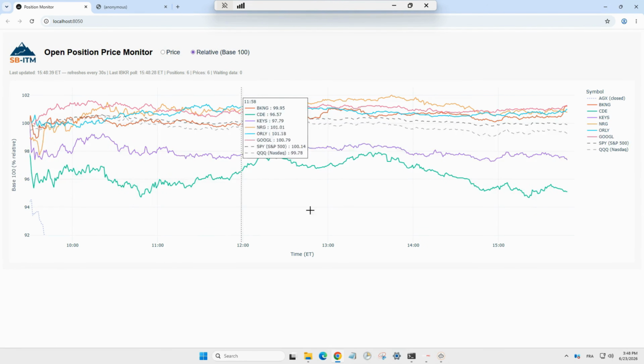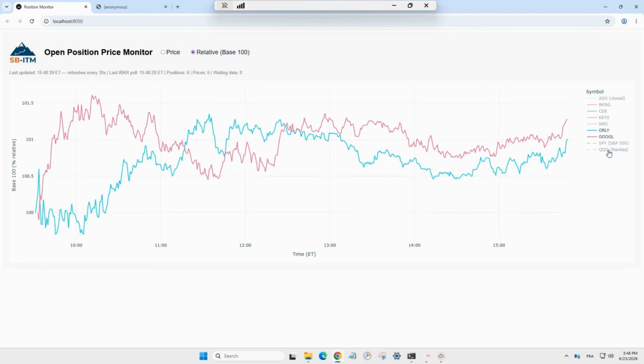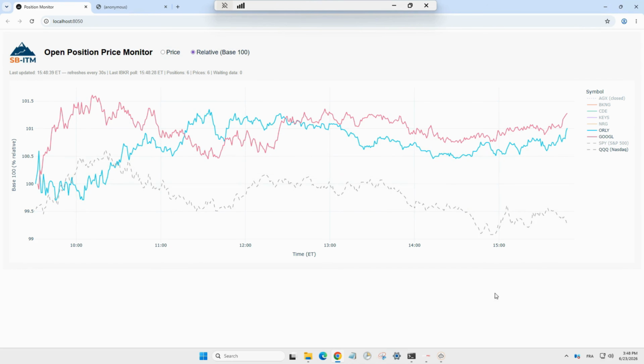Before closing the live demonstration, we return to the price monitor for a final market view. The relative base 100 chart shows how the remaining positions have moved through the session compared with SPY and QQQ. Together with the snapshot and risk bot checks, this gives a final visual confirmation of the portfolio behavior before the session ends.